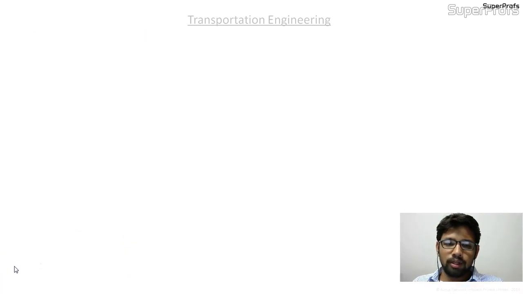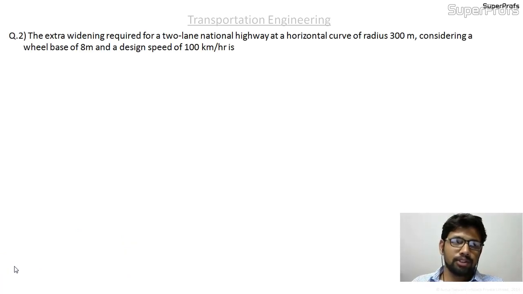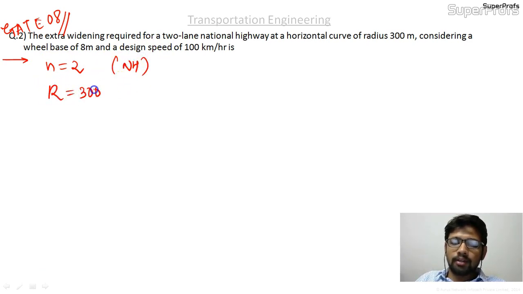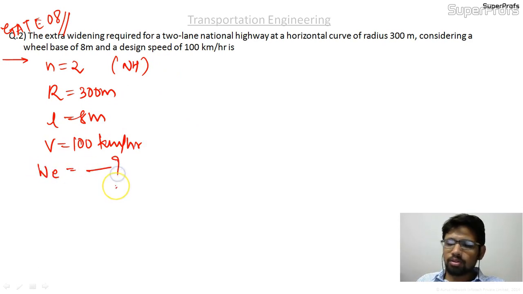Let us now move on to question number 2. This question was asked in the GATE 2008 examination, so it is a previous GATE question. The extra widening required for a 2-lane national highway, so N is 2, at a horizontal curve of radius R equal to 300 meters, considering the wheel base of 8 meters and design speed of 100 kilometers per hour, is? So what is the extra widening WE?